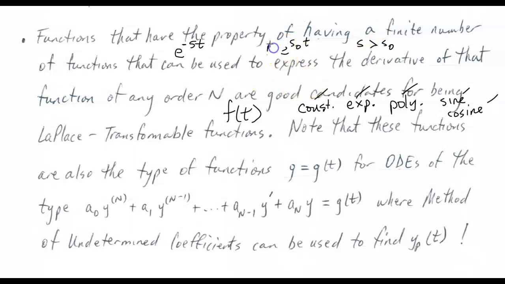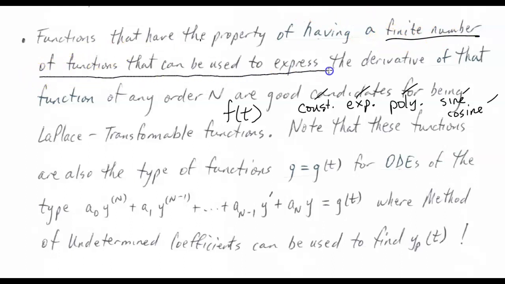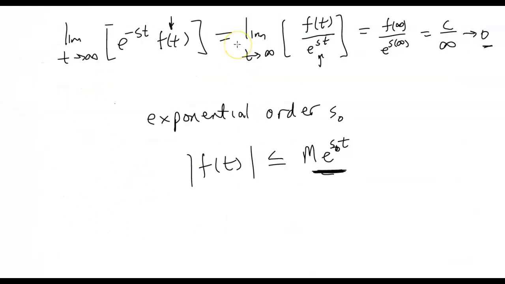I'm going to erase this, and now that we have a good idea of what type of functions are Laplace transformable, I'm going to talk about this phrase here. Finite number of functions that can be used to express a derivative of that function. So what that basically means is that all the functions that I've listed here, constant function, exponential function, polynomial function, sine or cosine, if we wanted to find the nth derivative of any of these functions, the nth derivative of it would either be 0 or it would be some variation of these functions here. So to make my point, I'll make some more room here.